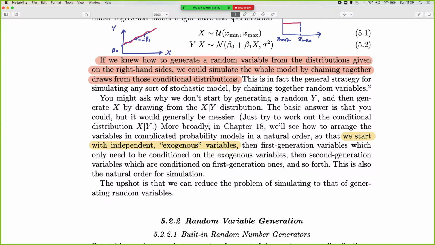So in general, you'll see how you arrange the variables in complicated probability models in a natural order, so that we start with independent exogenous variables, which are not related to the structure.